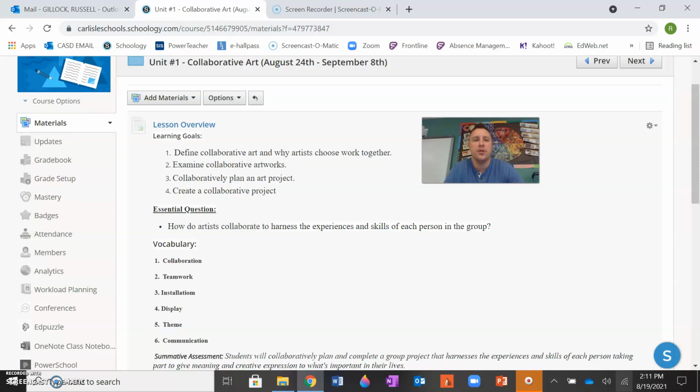Our central question for the unit is, how do artists collaborate to harness the experiences and skills of each person in a group? Our vocabulary words, we will always have six. Our vocabulary words are collaboration, teamwork, installation, display, theme, and communication.